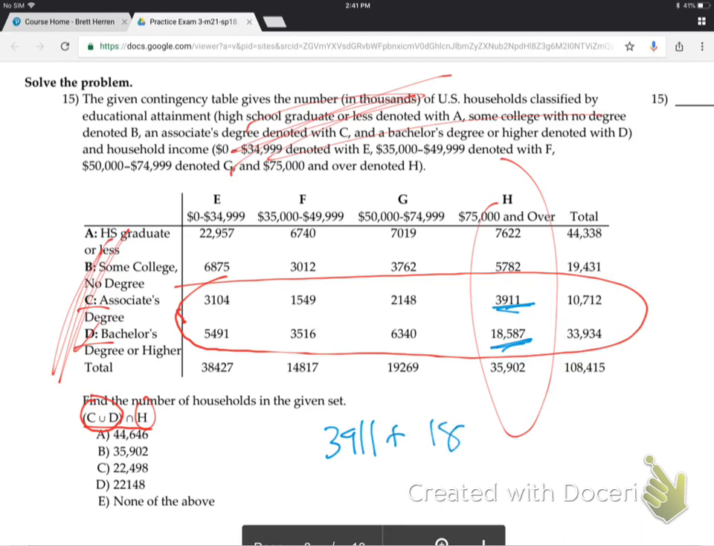3911 plus 18587. I believe it's like C. Is it C? Whatever your calculator tells you. See how easy that was? I didn't need to read all those words. Don't get hampered down by all those words. We have time for one more. Is that good there? Just the overlap. Yeah, I think it is.